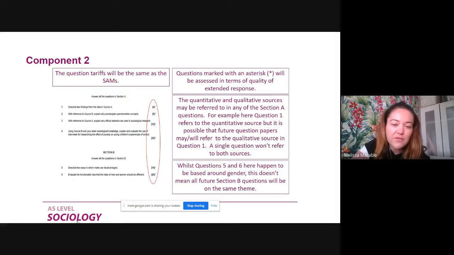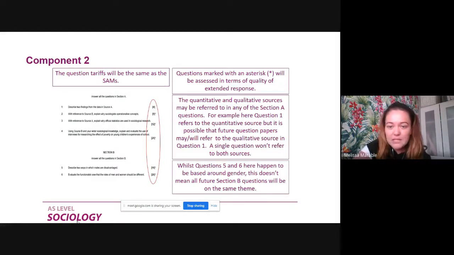So questions 1 to 4 on research methods, and then 5 to 6 on section B. So questions which are marked with an asterisk will be assessed in terms of quality of extended response. So it could be the fact that you've actually put in really great subject knowledge, but the writing could be awful. It could have no flow, it could be incoherent, spelling, punctuation and grammar could be awful. That is all going to be taken into account, guys, yeah, because this is A-level.